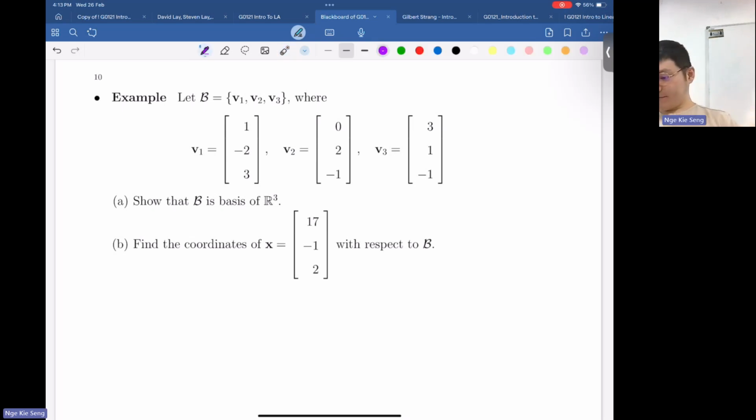Basis means what? Two keywords: span and linearly independent.